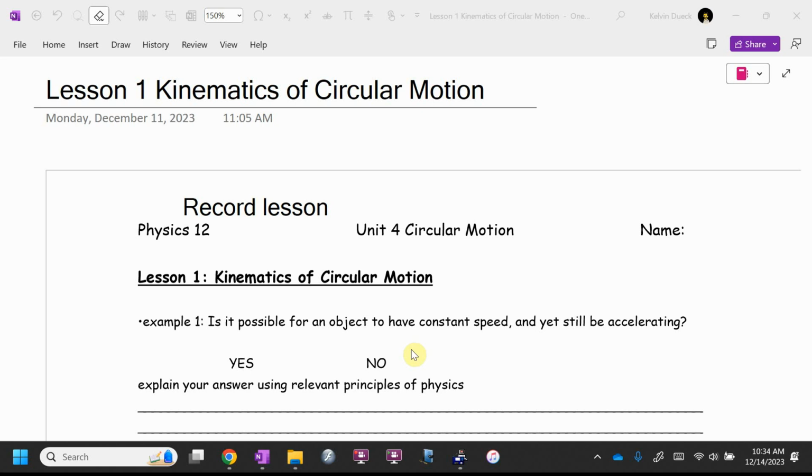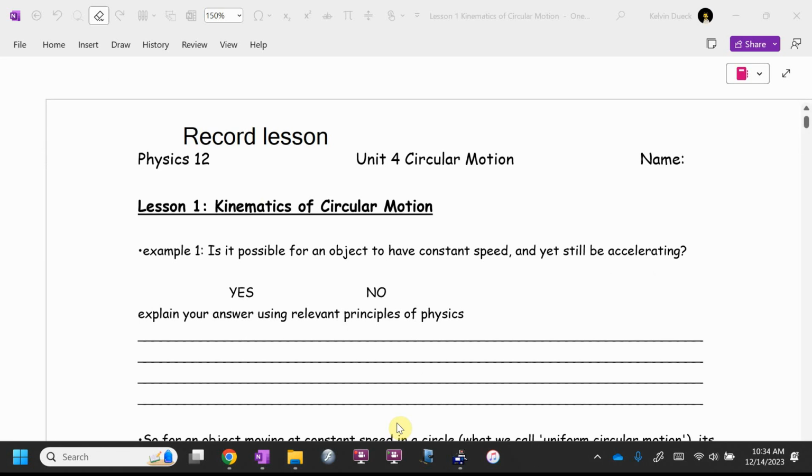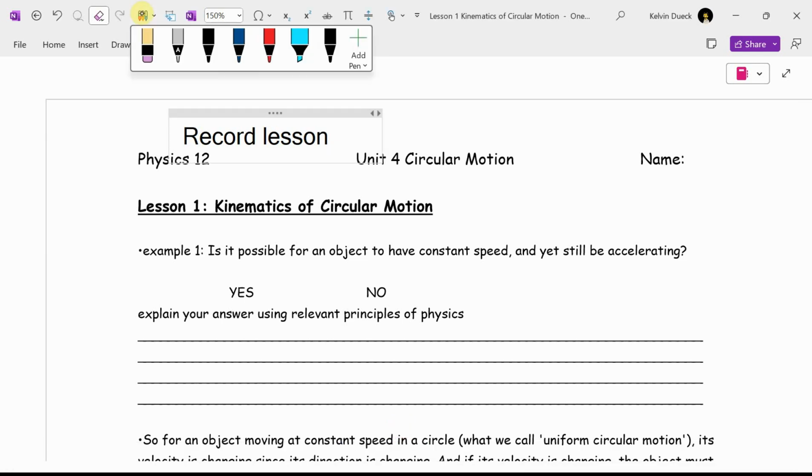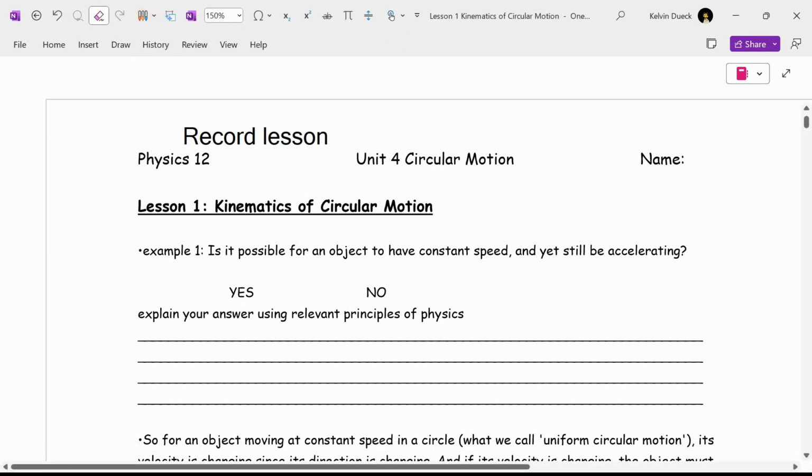So we're going to start off with a short puzzle. Is it possible for an object to have a constant speed but still be accelerating? Just for giggles, we're going to vote again. How high you hold your hand up is how sure you are of your answer. Who says, Mr. Dueck, yes, you can have a constant speed and be accelerating?